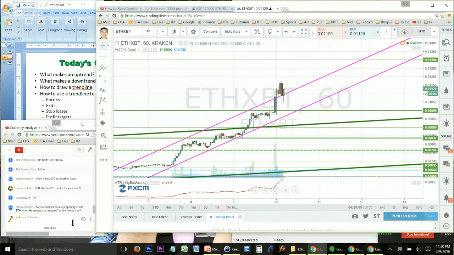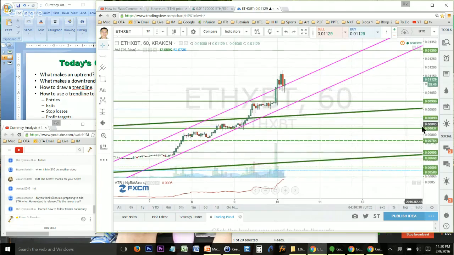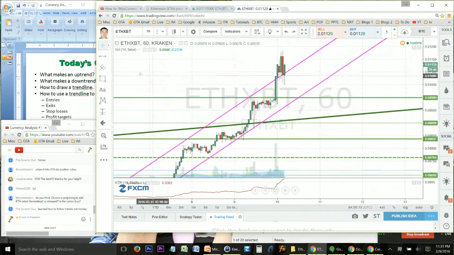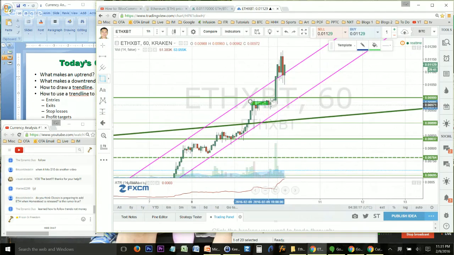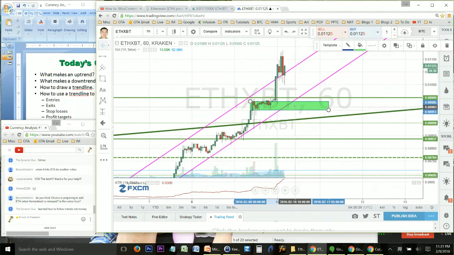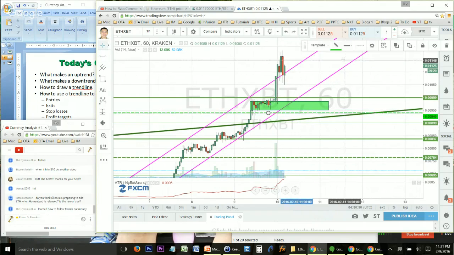Do you think OKCoin is preparing to add Ethereum when Homestead is released? Is this rumor true? Okay, guys, here's what I want you to realize. This is my policy on news announcements and everything. Let's say that I get in right here, where that green support zone is at. Where's my stop loss going to be? It's going to be underneath it, right?